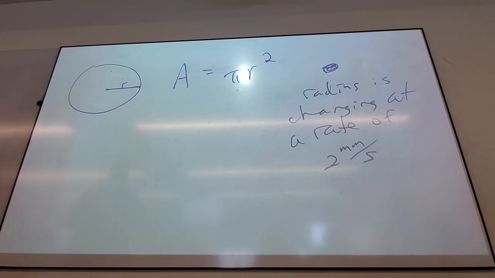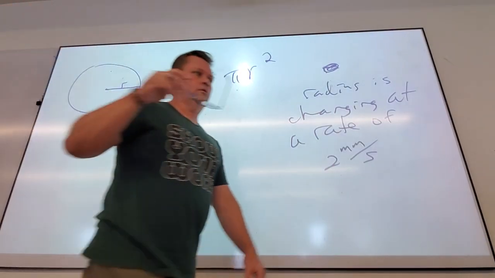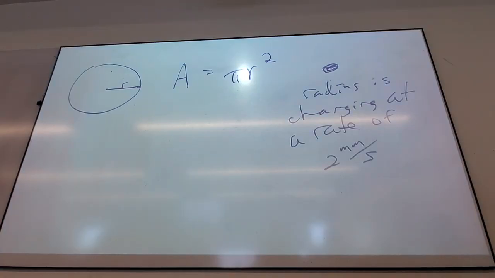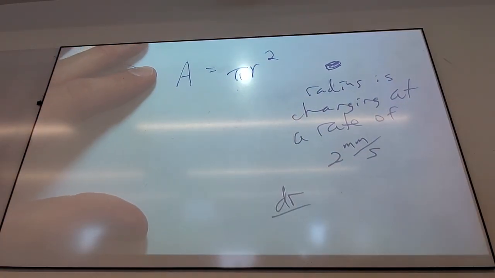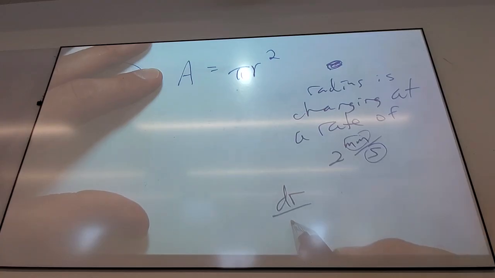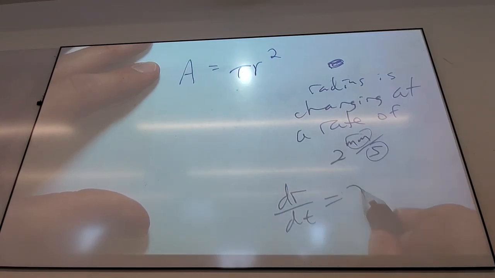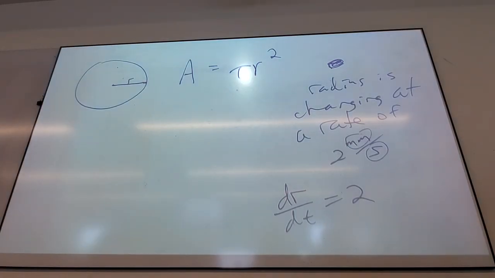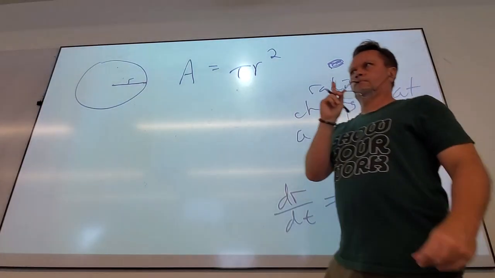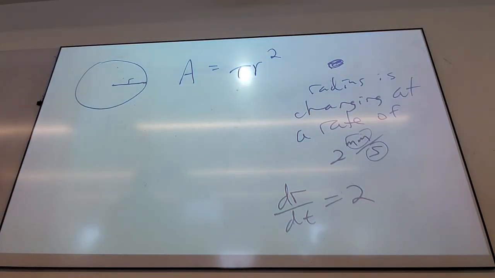So what symbol would I use? It could be a prime, or even better, dr/dt: the change in radius over the change in time. Can we stop for a minute? You could use r prime, but dr/dt is better.